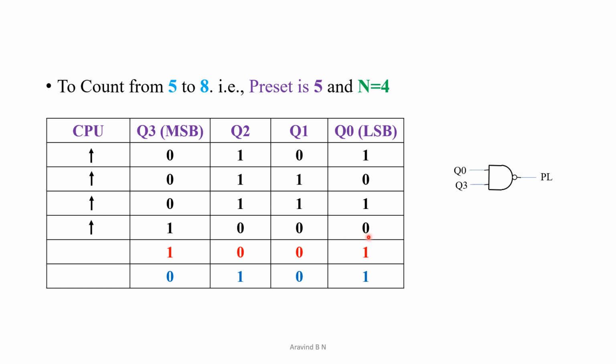So this is Q0. So this is 0 and 1, so output is 1. Here 1 and 0, output is 1. And here 0 and 0, output is 1. And 1 and 0, output of the gate will remain as 1. So in all other cases, output of this gate will be equal to 1. Only at this instant, the output will become 0, which will be given to the parallel load, which will make the value 5 to be loaded asynchronously to the output.